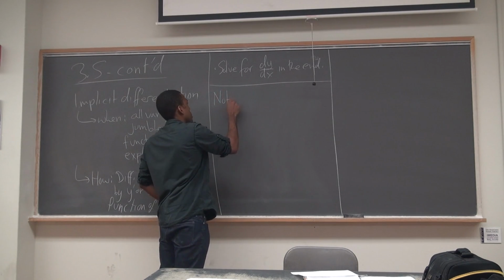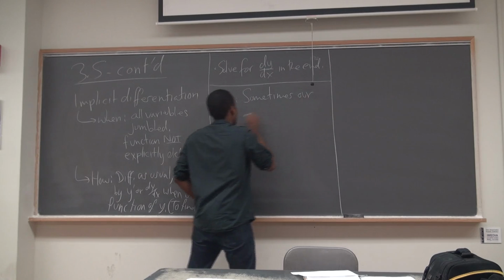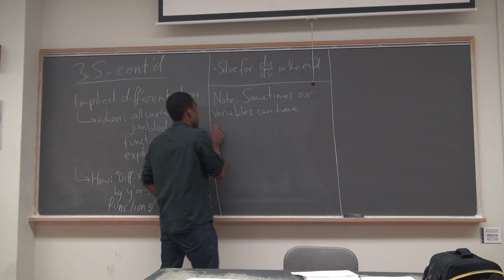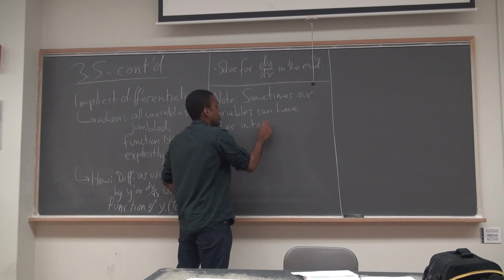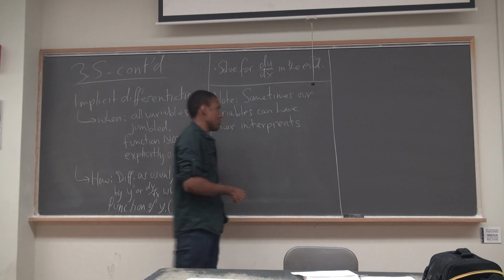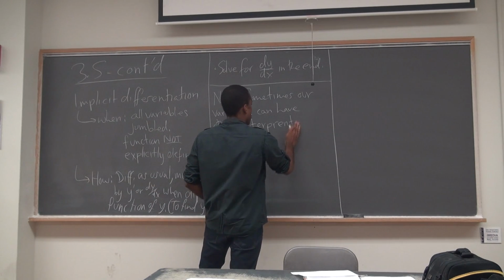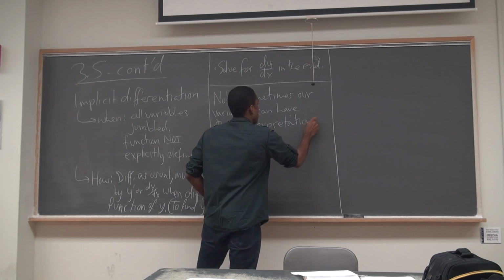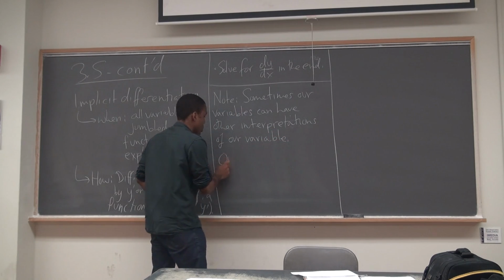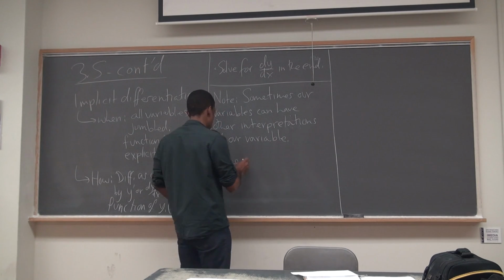Note: sometimes our variables can have other interpretations. It's not just that y is always the output and x is always the input. Sometimes that has to be explicitly defined or stated. We can have other interpretations of our variables. One important one, which we're going to come back to when we talk about related rates, is the idea of parametric equations. I don't know if we're going to use that phrase.